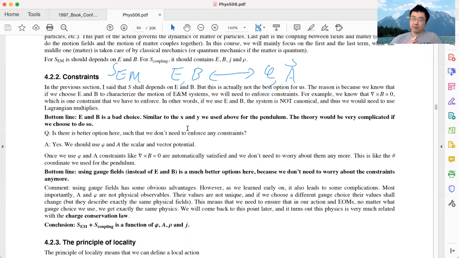Okay. So here, for the principle of least action, if we want to use the action and get the equation of motion from the action, which coordinates should we choose?